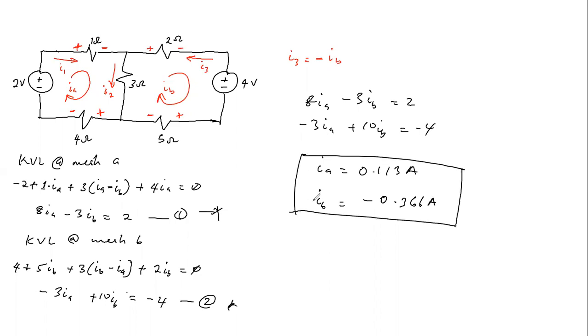Now, for us to determine the current direction, I3 is the same as negative IB, which is going to be 0.366 ampere, while I1 is the same as IA, which is the same as 0.113 ampere. Okay. So you can see that the mesh current IB does not give the actual direction of current, because I3, the actual current, is in the opposite direction to the mesh current.